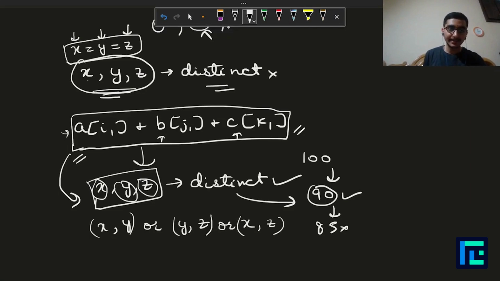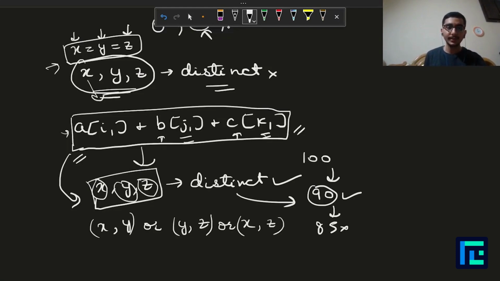Because as x is I1, if we change I1 to any other index, we are going to lose sum, right? We won't increase our value, we'll only decrease it. Similarly for J1, if we change J1 to some other value, we'll only decrease it, not increase it. Similarly for K1. So we want to decrease as few of the values as possible. But if all of them are equal, we would have to move two. So one would remain the same and the other two would decrease.